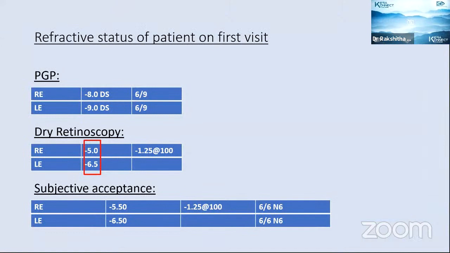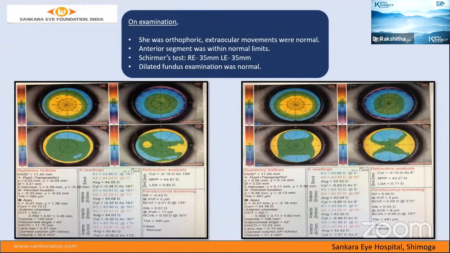This was the refractive status of the patient on the first visit. She was using glasses in the right eye -8 sphere and in the left eye -9 sphere, improving to 6/9 in both eyes. But on retinoscopy, in the right eye it was -5 sphere and -1.25 cylinder at 100 degrees, and in the left eye it was -6.5. She was accepting in the right eye -5.5 with -1.25 cylinder at 100 degrees and left eye -6.5, and she was improving to 6/6 in both eyes. On examination, she was orthophoric, extraocular movements were normal, anterior segment and posterior segment were normal, and the corneal topography was normal.